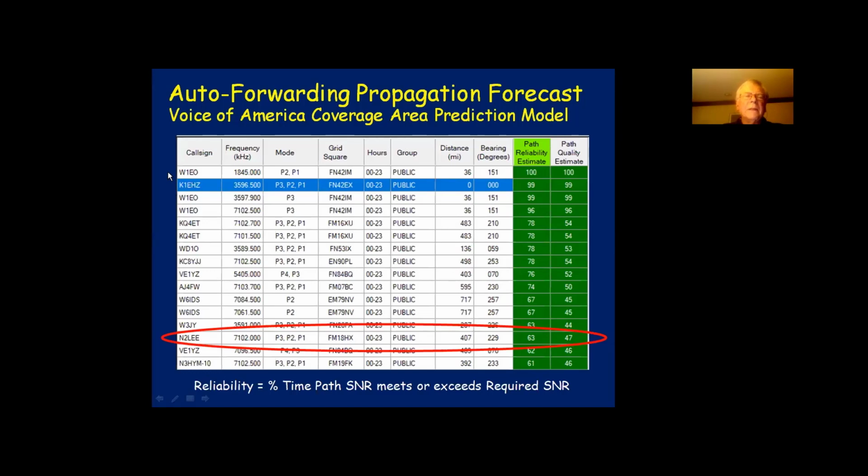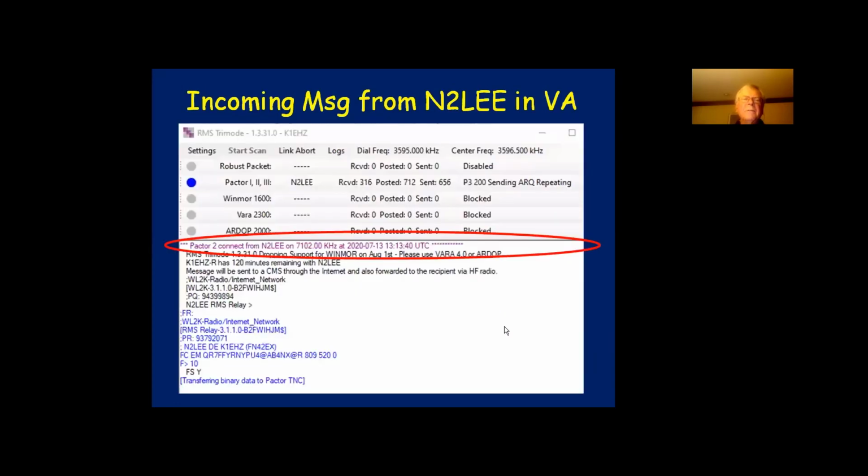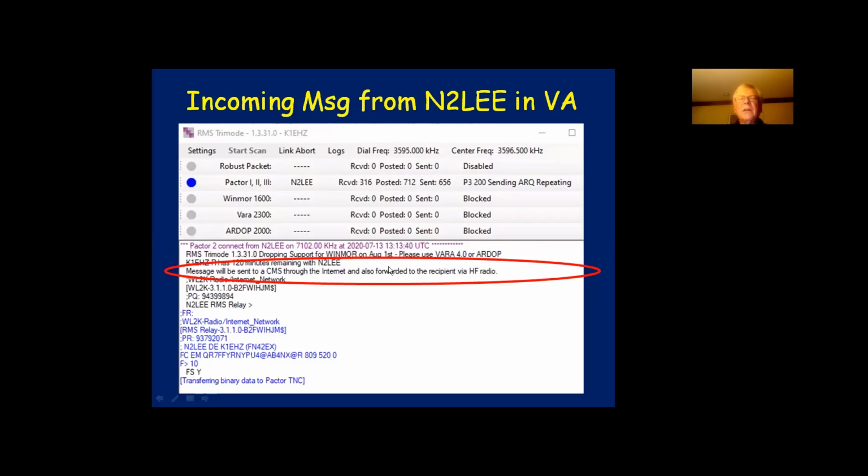I was doing some work next to this system yesterday. A message came in from N2LEE down in Herndon, Virginia, and you can see that the propagation was pretty good, and it was a pretty good connection into our gateway. What he was doing was relaying a radio-only message into this station, and apparently the message was sent both through the internet and also forwarded. So apparently somebody was testing to see what the time difference was between getting a message through the internet and getting a message over HF radio.